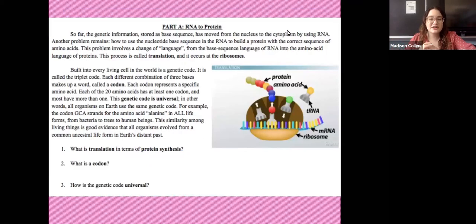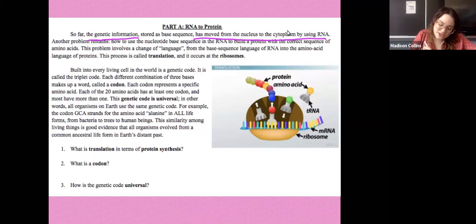So the very first thing we're going to do today is read a short passage about translation and what it is. So as always, we're going to read through this passage together, highlight or annotate anything you think is important, and we'll use that information to answer questions 1 through 3. All right, from RNA to protein. So far, the genetic information stored as base sequences has moved from the nucleus to the cytoplasm by using RNA. Another problem remains. How do we use the nucleotide base sequence in the RNA to build a protein with the correct sequence of amino acids?